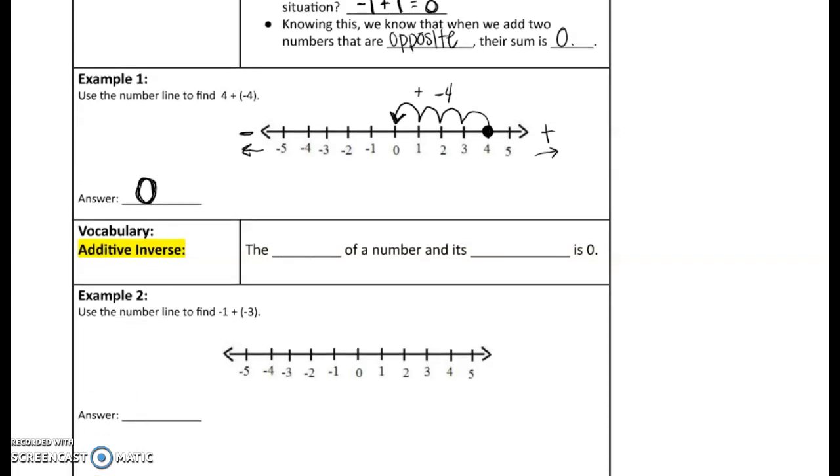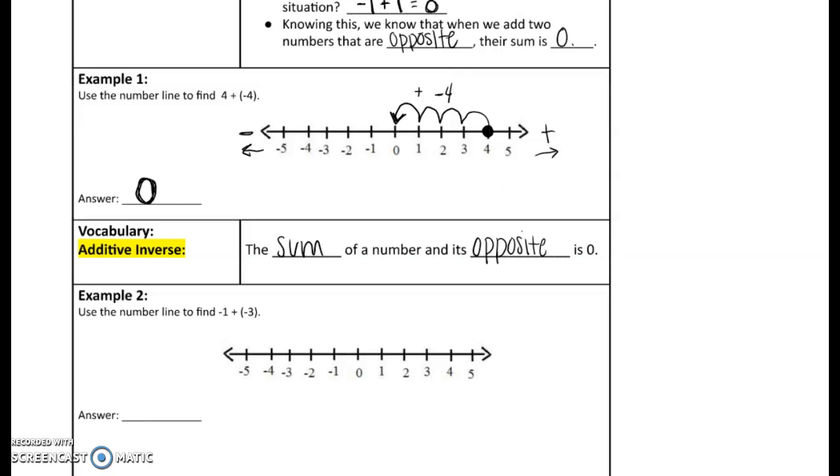And this is called an additive inverse. So this is the sum of a number and its opposite is 0.